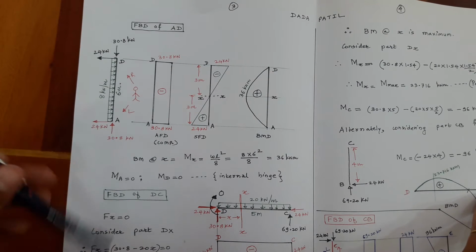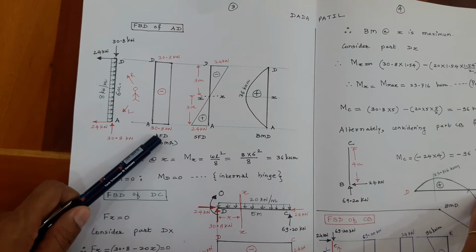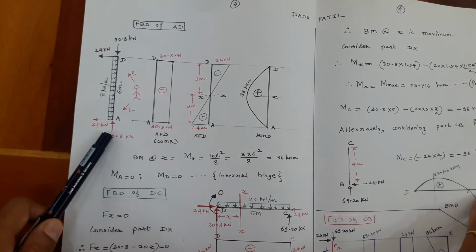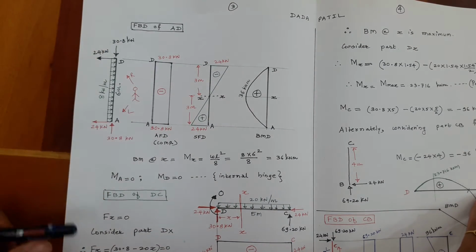Now starting with the axial force diagram, the axial force is 30.8 kilonewton compressive in nature, which is trying to compress the column AD.